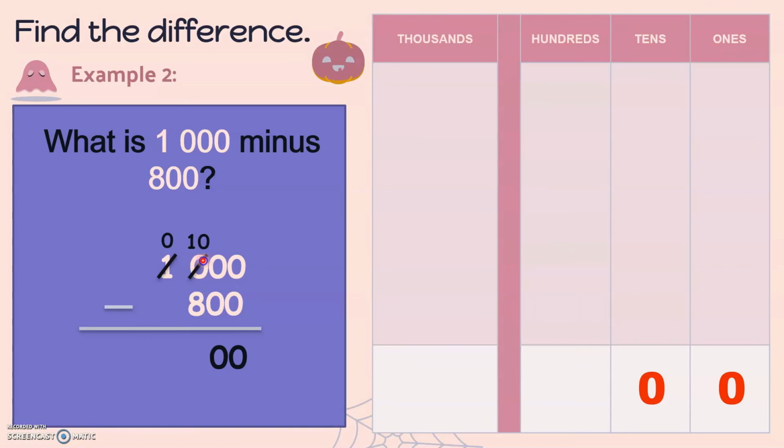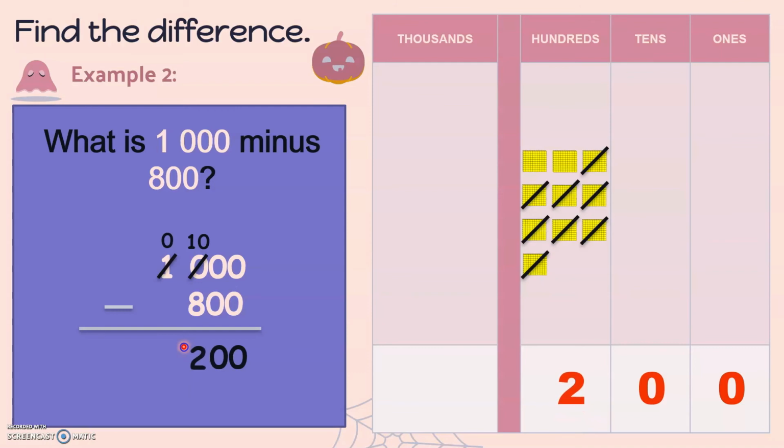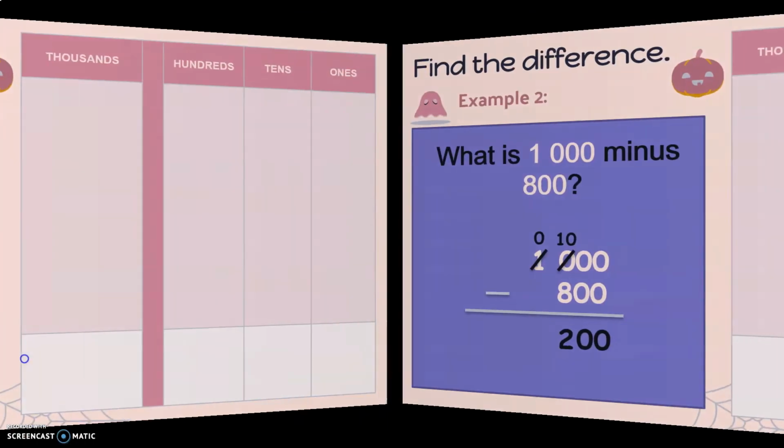Now 10 hundreds is greater than 8 hundreds, so we can already subtract, and 10 hundreds minus 8 hundreds, the answer is 2 hundreds. And lastly, the thousands place is already 0. So our answer will be 200. Okay? So let's see another example.